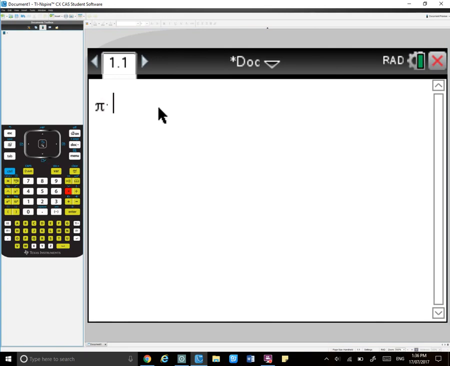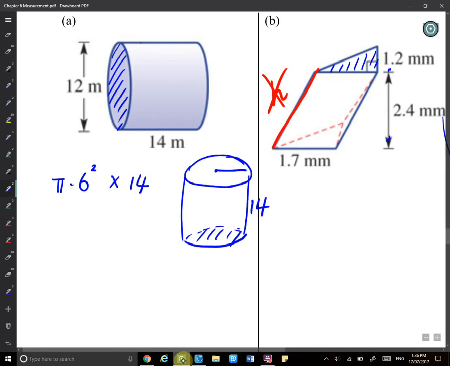Pi times 6 squared, which is 36, times height, which is 14. That is 504 pi. So you will write that as 504 pi. This is called the exact value. Okay, I know half of you don't know this.